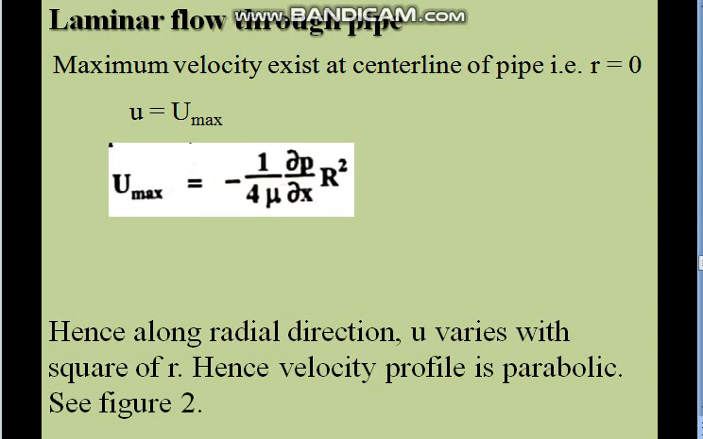Now we want to find what is the velocity at the center line. It is the maximum velocity, so I will write u as umax, the velocity as a maximum. So if you put the value at the center line, r equals 0, so you get umax is equal to 1 minus 1 by 4 mu del P by del X R square.